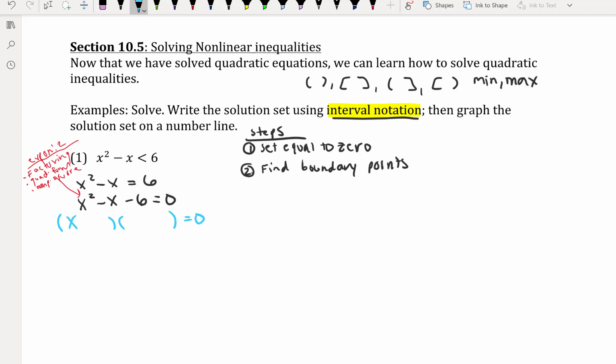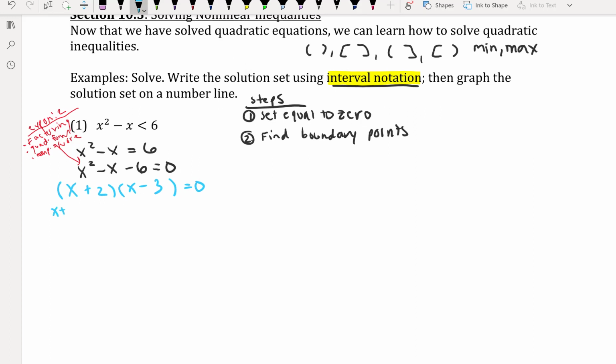So I know that x times x is x squared. 2 times 3 is equal to 6, and it's a negative 3 and a positive 2. So I'm going to have that x plus 2 is equal to 0, so x is equal to negative 2. x minus 3 is equal to 0, so x is equal to a positive 3. So now we have found our boundary points. Our boundary points are x is equal to negative 2 and x is equal to a positive 3.